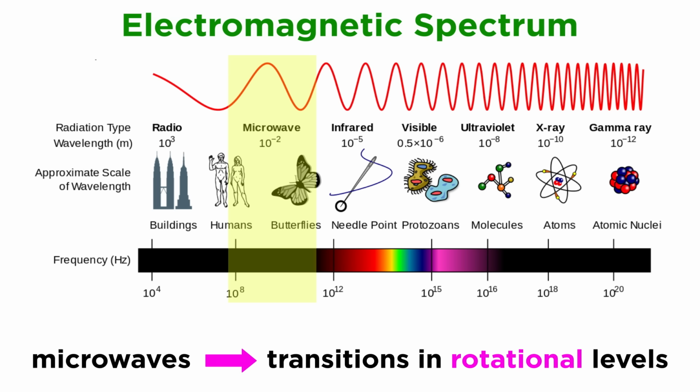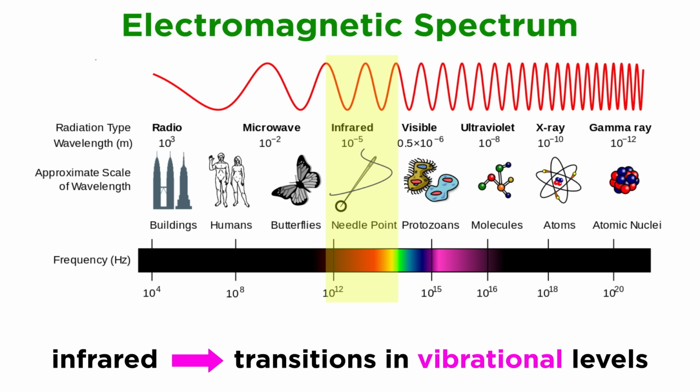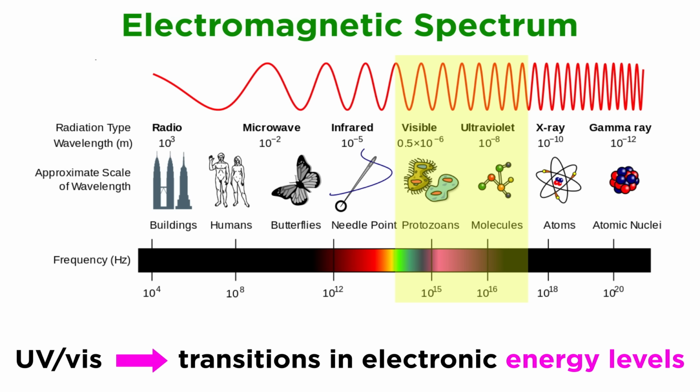Microwave radiation is associated with transitions in molecular rotational levels. Absorbing and releasing photons of these energies changes the way that molecules rotate. Infrared radiation is associated with transitions in molecular vibrational levels. Absorbing and releasing photons of these energies changes the way that molecules vibrate. And ultraviolet as well as visible light is associated with transitions in electronic energy levels.